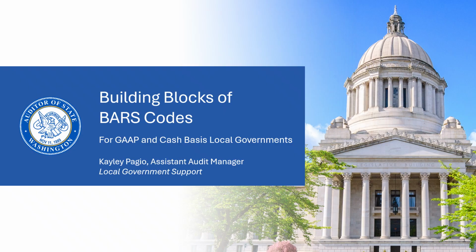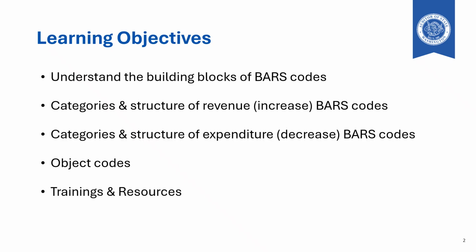So let's get started. The learning objectives for this training are to understand the building blocks of BARS codes, and that means breaking down the basic structure of those codes. We will also go over the categories and structure of revenue and expenditure BARS codes. Then we'll get into object codes and how that fits into the structure of expenditure codes. Lastly, we will finish out the training with additional trainings and resources that are available to local governments.